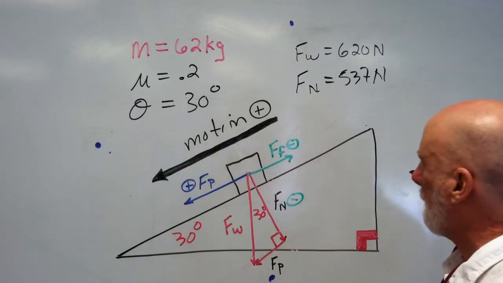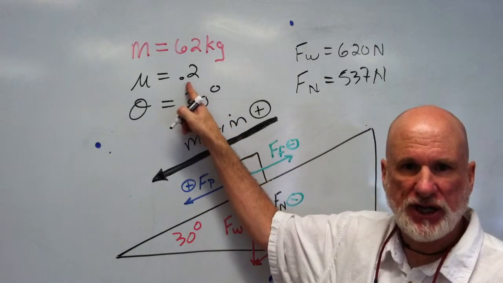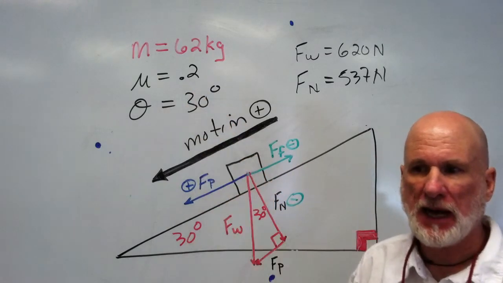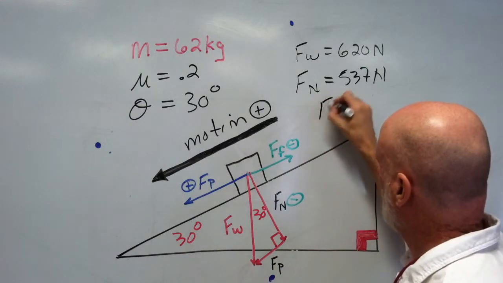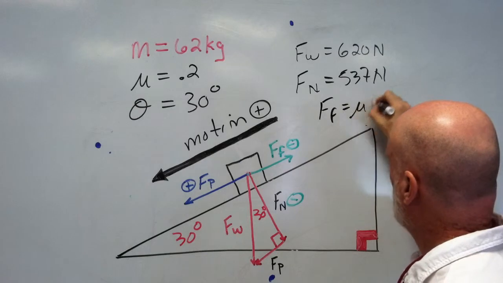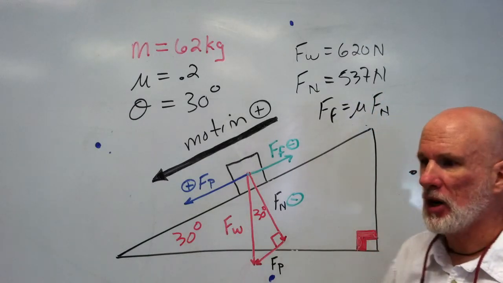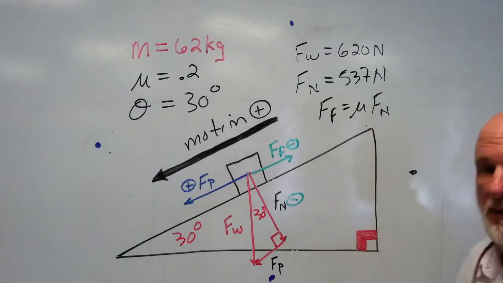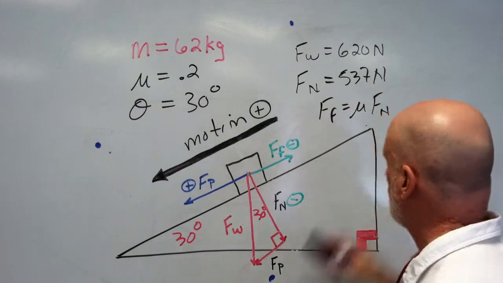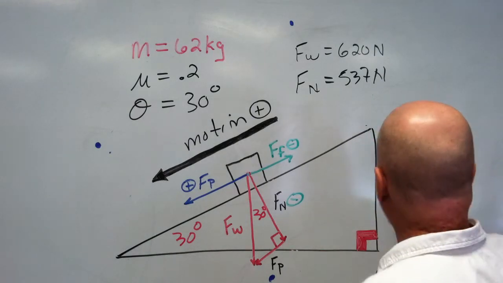Now, I know that the coefficient of friction is 0.2. I know that the force of friction is going to be mu Fn. I know that. So what is 0.2 times 537? And that's going to be 107.